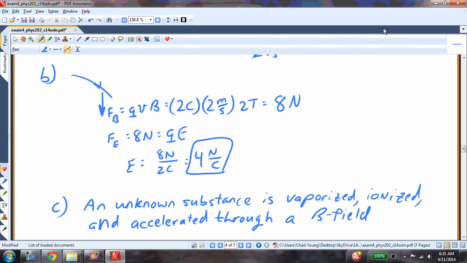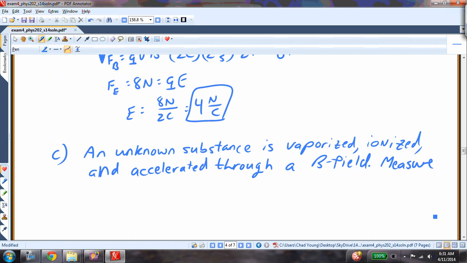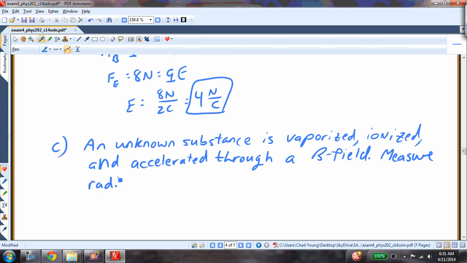Okay, sorry about that. Accelerated through a magnetic field, and then you measure the radius of the path to calculate the mass to charge ratio.